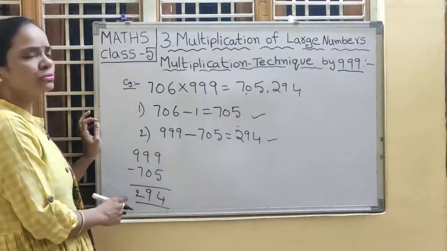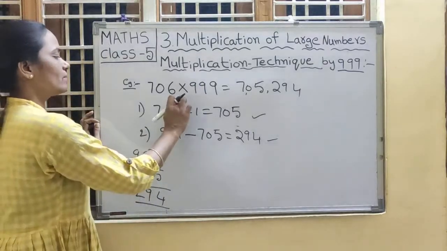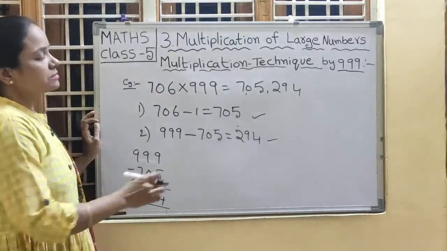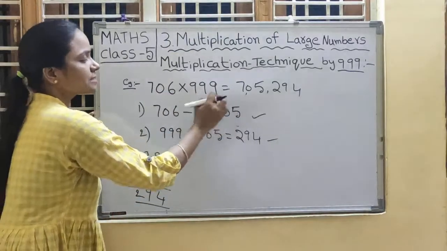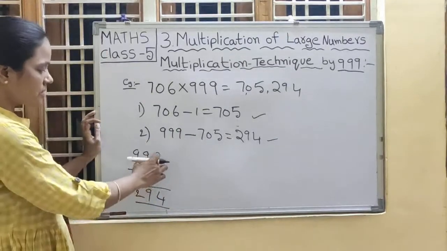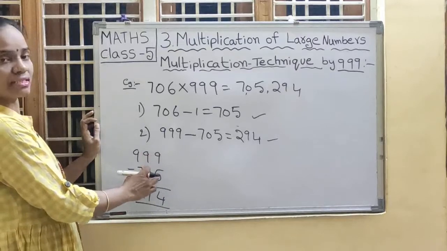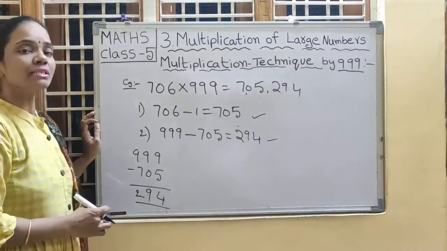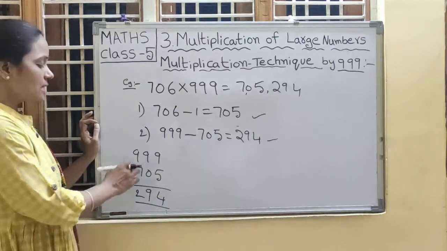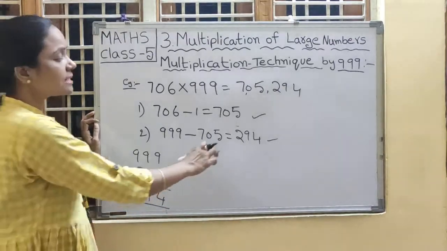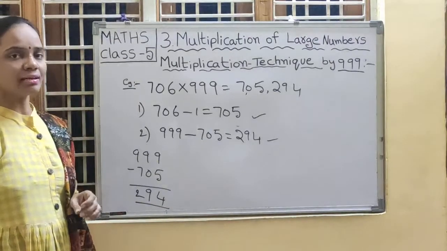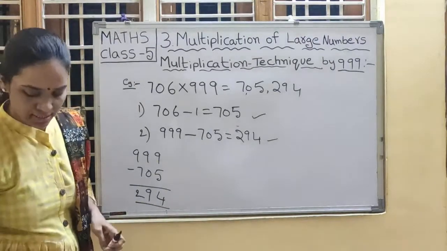First, what do we have to do? Subtract 1 from the second number. So 706 minus 1 is 705. So this answer should be subtracted from 999. 999 minus 705, how much? 9 minus 5 is 4. 9 minus 0 is 9. When 0 is subtracted from any number, the answer is the same number. 9 minus 7 is 2. So what is the answer? 294. Understood, children? Shall we take the last example? Yes.